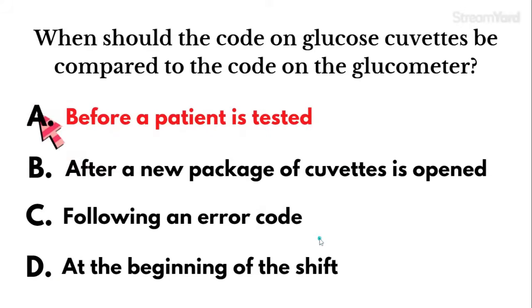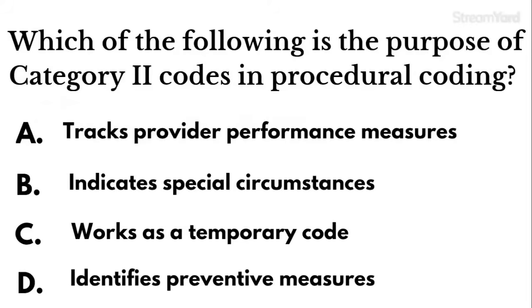All right. Which of the following is the purpose of Category 2 codes in procedural coding? Is it to track provider performance measures, indicate special circumstances, work as a temporary code, or identify preventive measures?